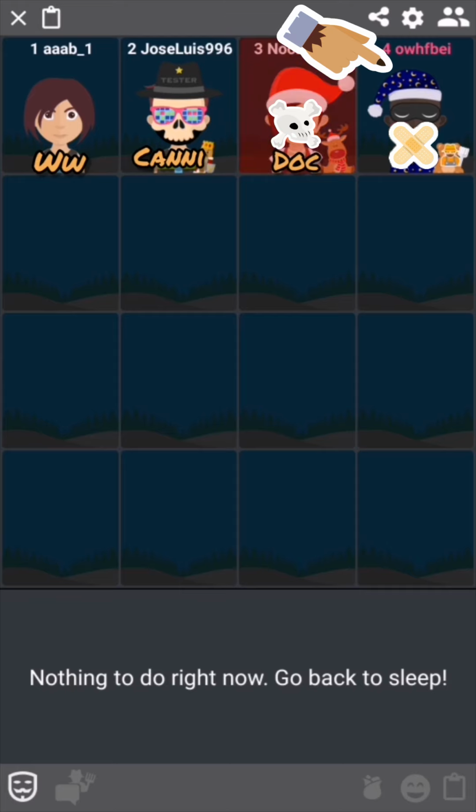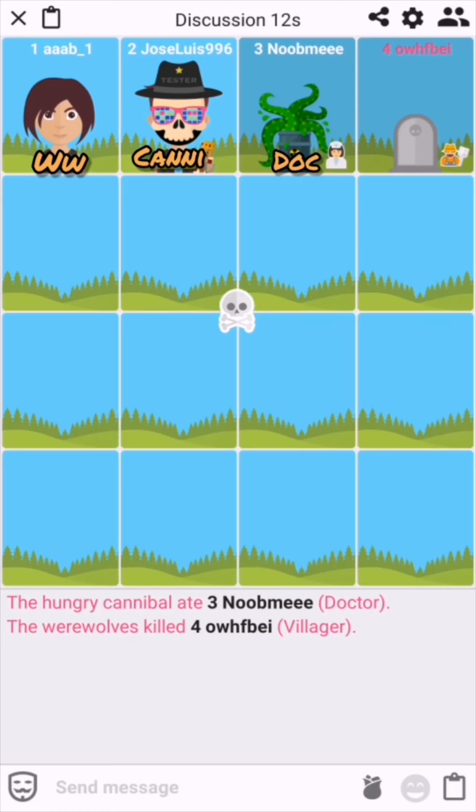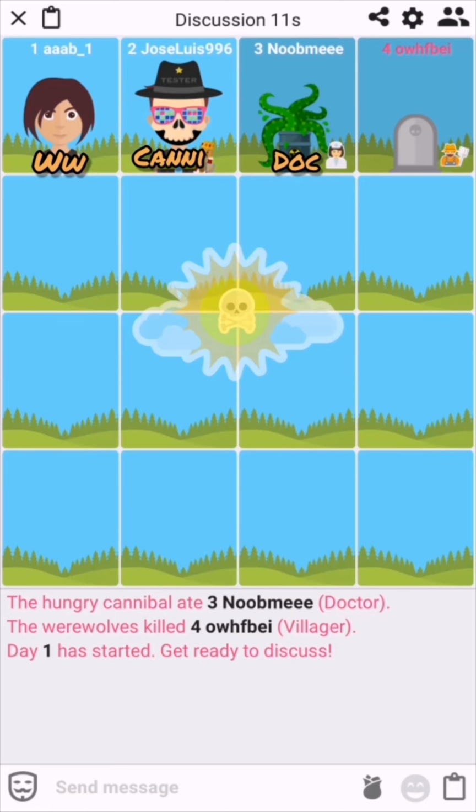As you can see, it works just like serial killer. Both villagers got killed. Doctor's protection did not work on villager, so this means if cannibal attacks doctor and werewolf attacks the villager, it will negate doctor's protection.